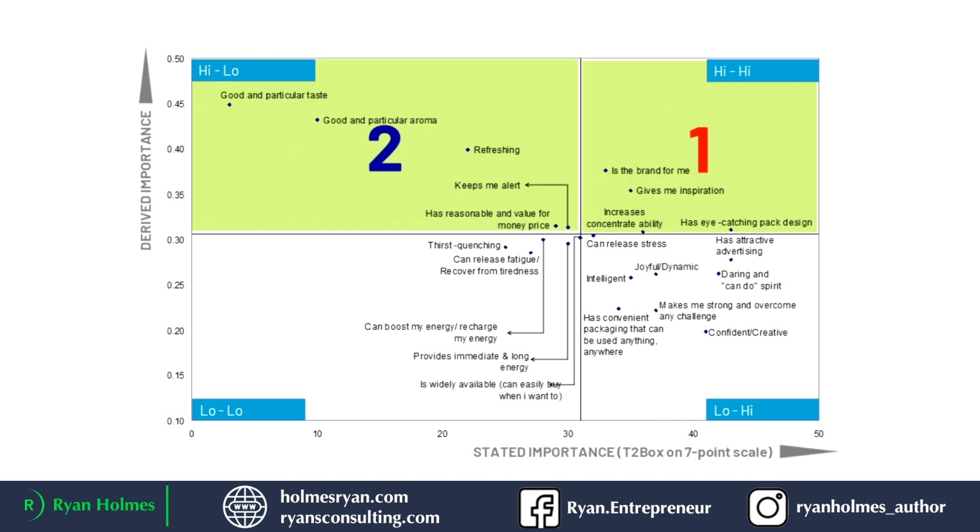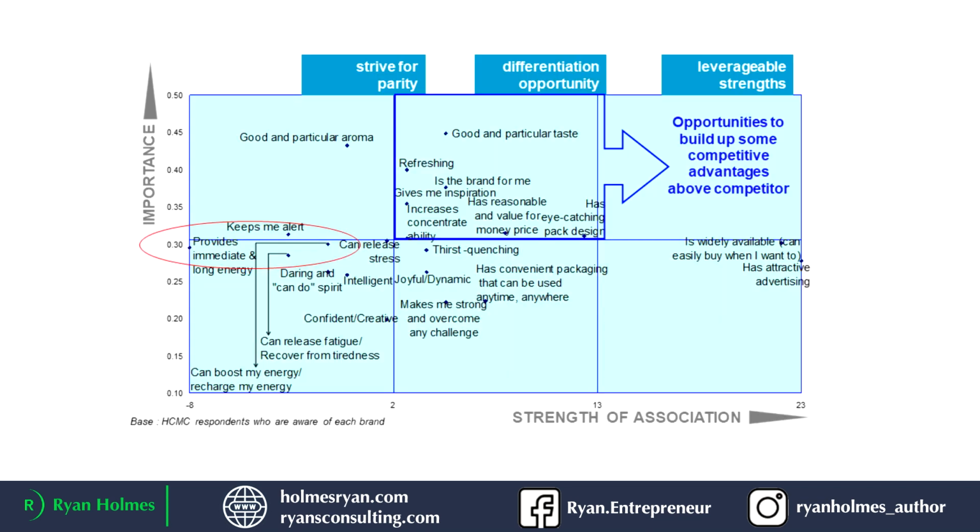And here is another way of mapping key attributes, which we call a perceptual brand map. They place the key attributes in four quarters with the importance to the target market. And here we call it a brand position opportunity map.